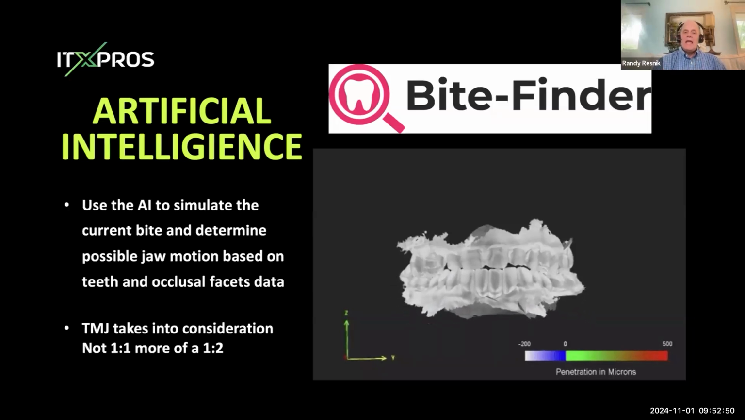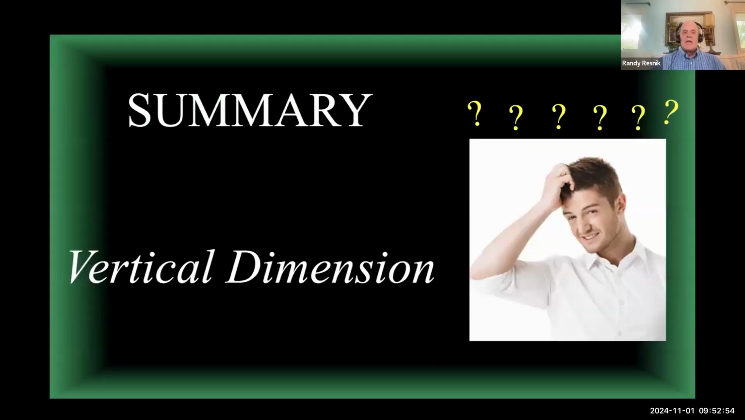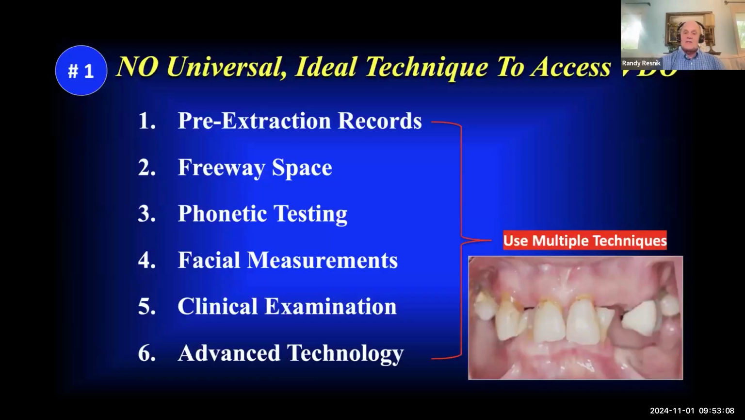So in the future, we will have this artificial intelligence that will help us. Now that I've spoken for about 40 minutes and you are completely confused about vertical dimension, which most people are because it is a very confusing subject and there's really no right and wrong answers. However, I'm going to give you something to take back to your practice.